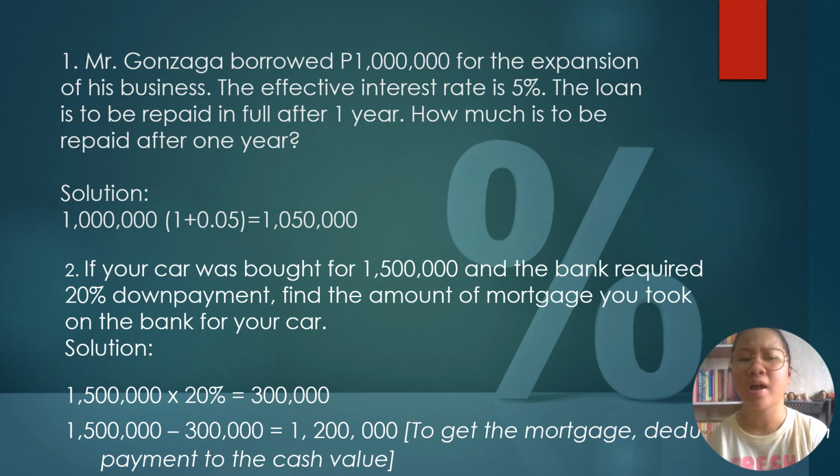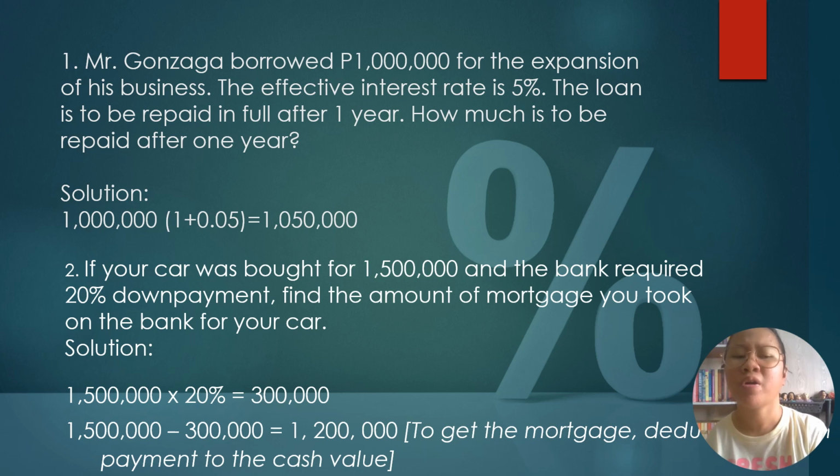Number 1: Mr. Gonzaga borrowed 1 million pesos for the expansion of his business. The effective interest rate is 5%. The loan is to be repaid in full after 1 year. How much is to be repaid after 1 year? This problem is treated as simple interest with a 1-year term. Let's substitute the givens in the formula: F is equal to principal multiplied by 1 plus the interest raised to the power of n. Principal is 1 million times 1 plus the 5% interest rate. The amount to be paid after a year is 1,050,000 pesos.